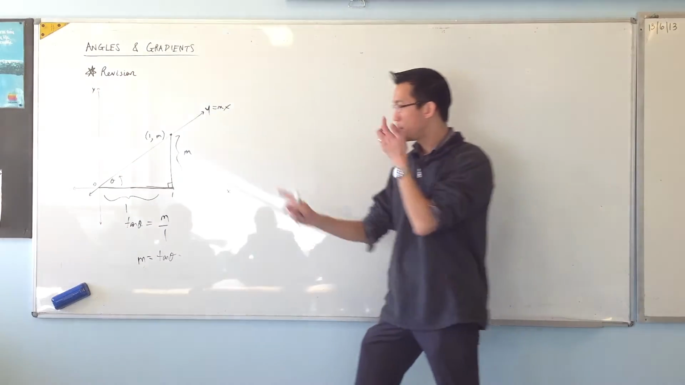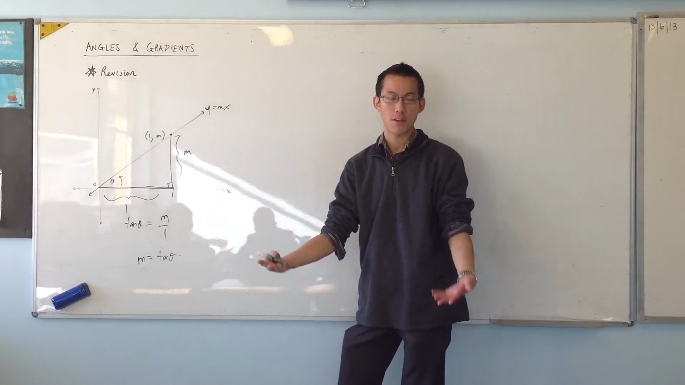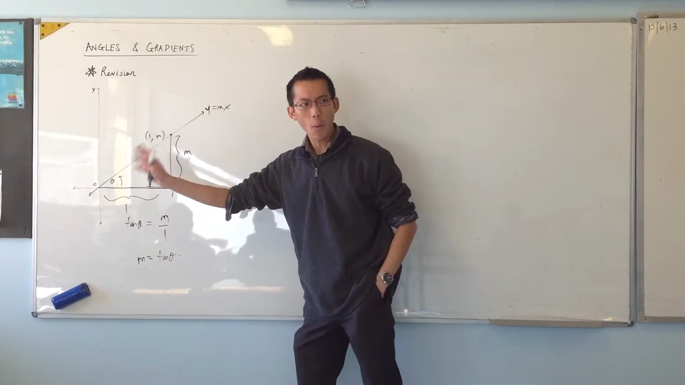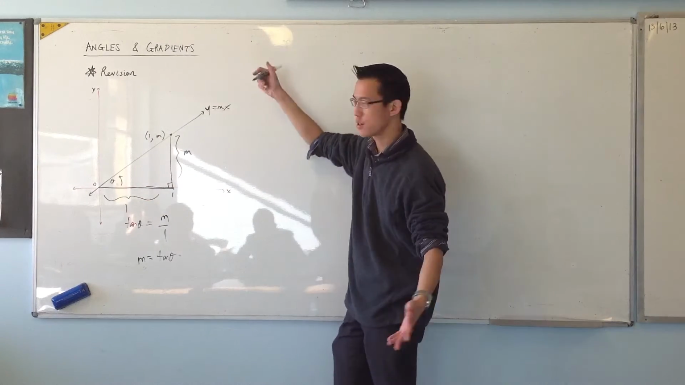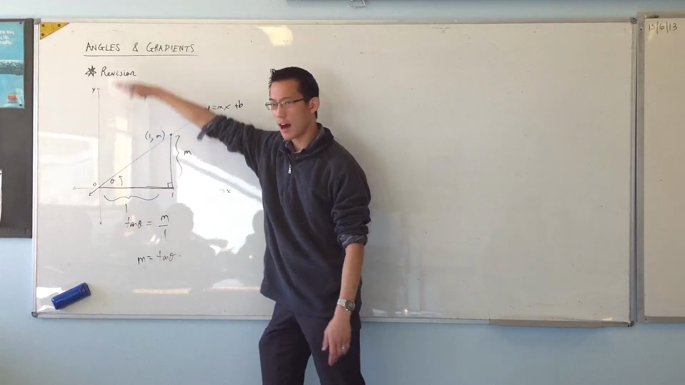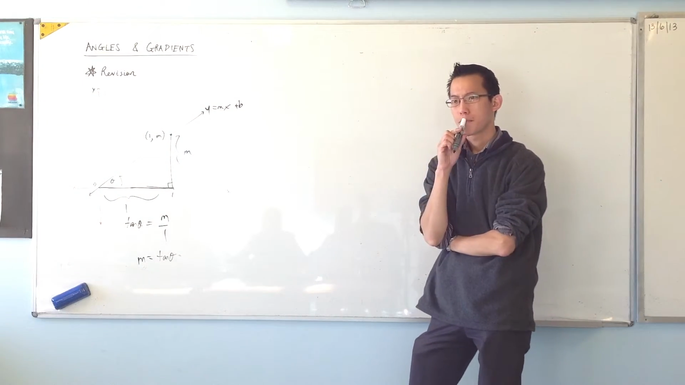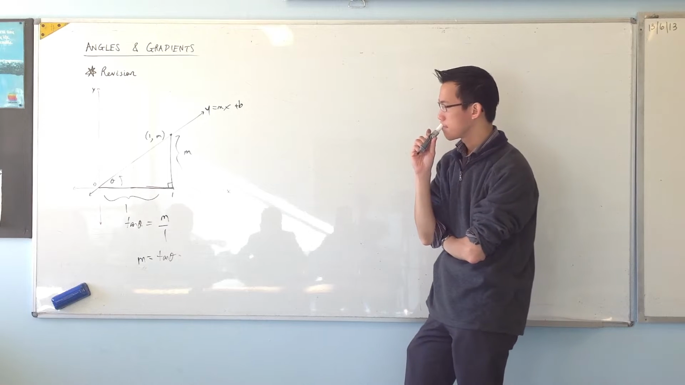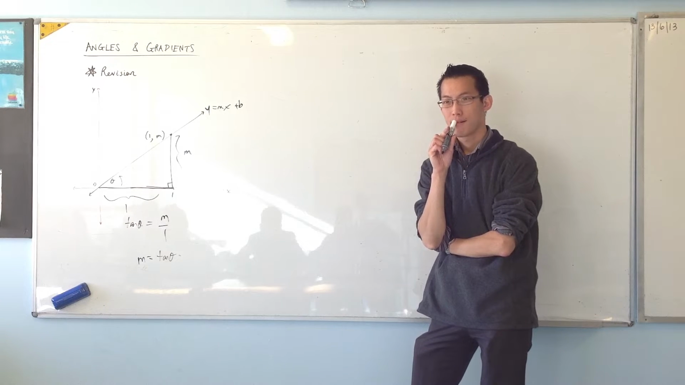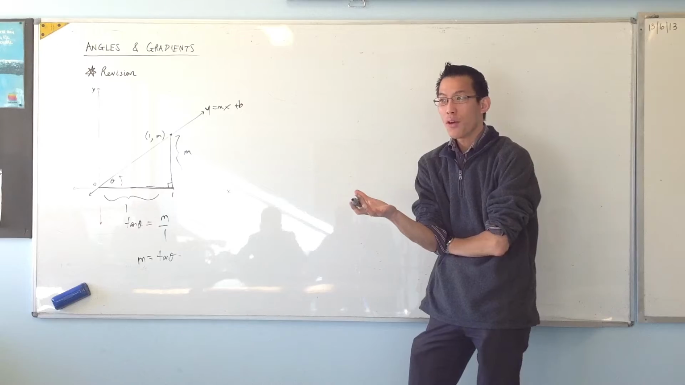Now, by the way, I put this line through the origin just because it was convenient. What would happen if I had, suppose it was y = mx + b, and it was moved up or moved sideways or something like that? What difference would it make? Answer, no difference at all, right?